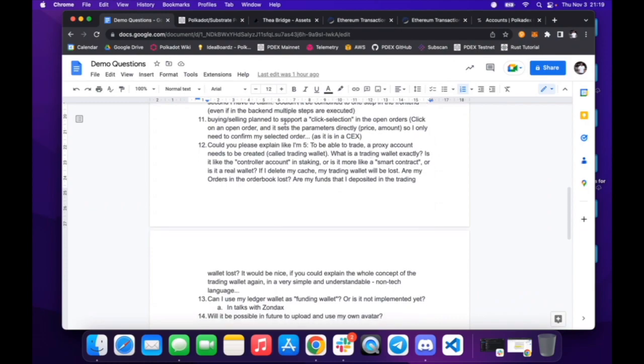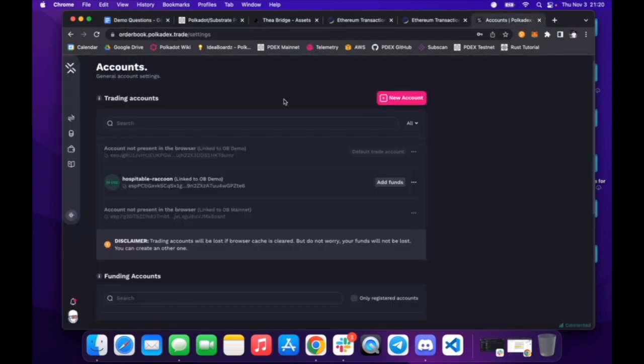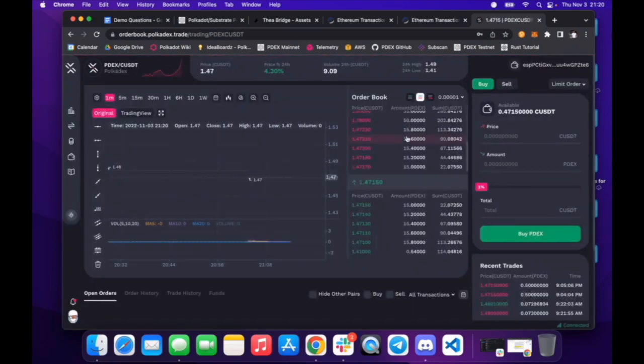Next, buying or selling: plan to support a click selection in the open orders. Click an open order and it sets the parameters directly. What I'm understanding from that question is that when you are on the exchange, you want to click a trade that you want to match and it automatically populates the price and amount. We have this in the testnet. We will soon integrate it to the mainnet as well. Yeah, this is going to be there soon. It's an improvement that's still in the backlog. We just need to add it.